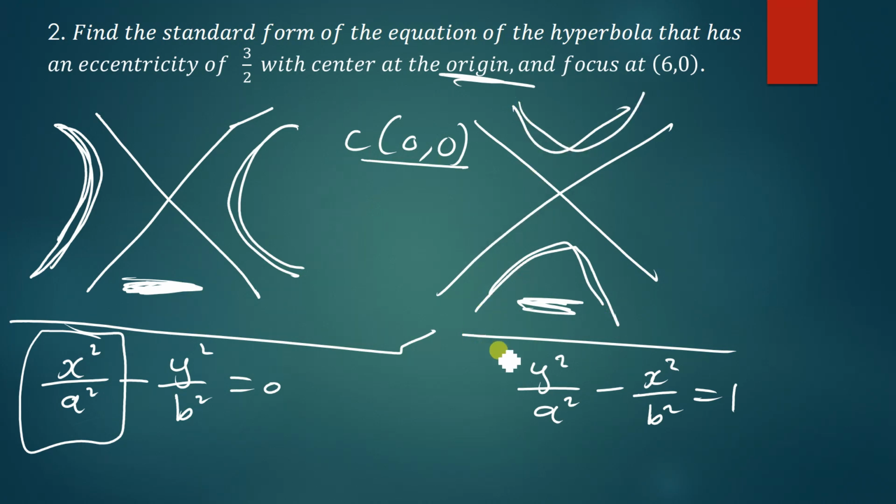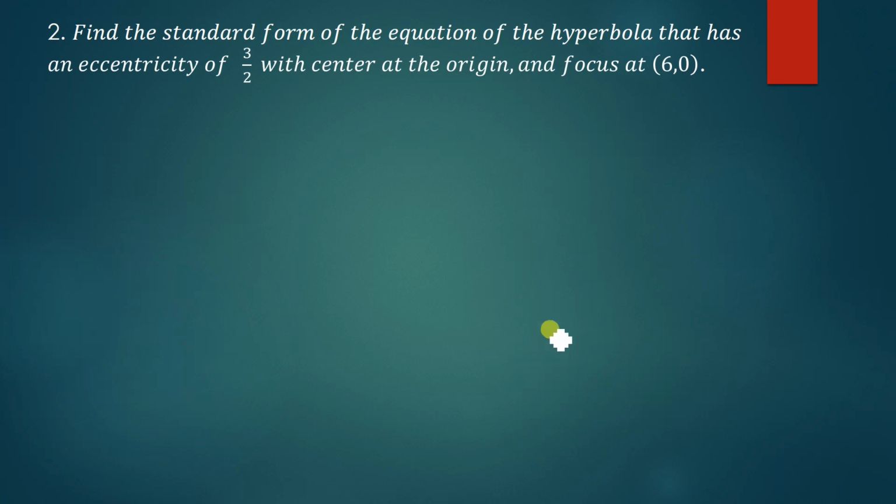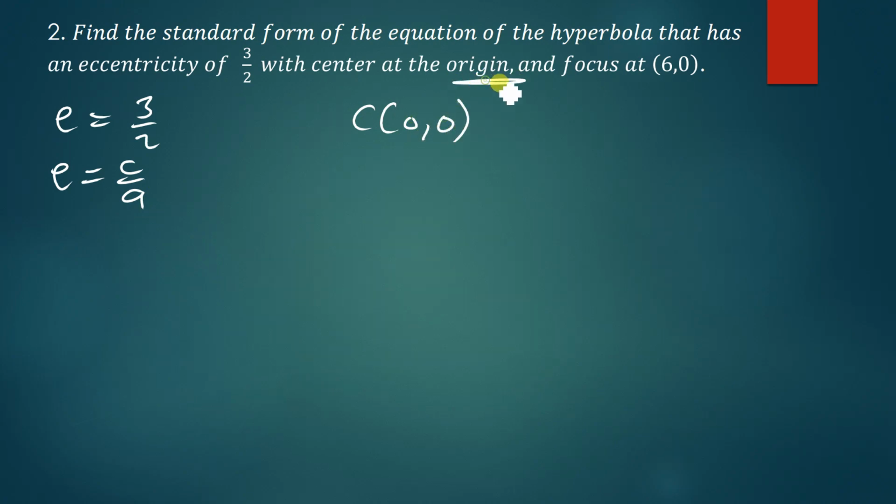Alright, so let's quickly discuss this one. So we have this, and it has been given that the eccentricity is 3 over 2. We know that eccentricity is given by c over a. And then they are telling us the center is 0,0, at the origin, and the focus is 6,0.